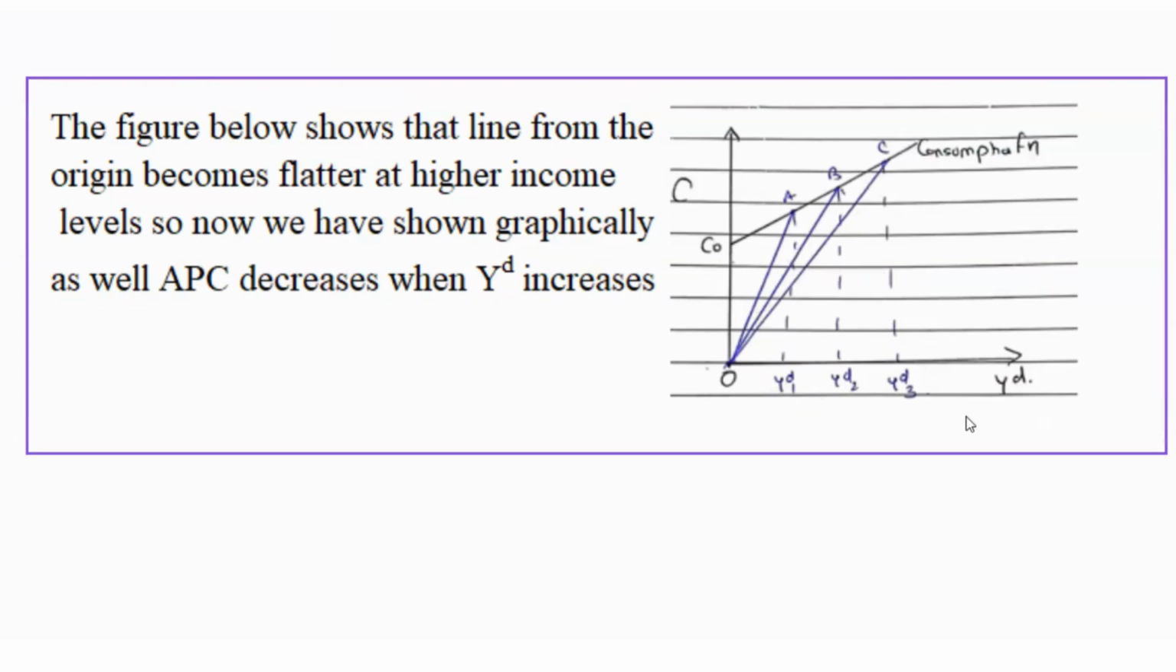So as disposable income increases, we can see average propensity to consume goes down, because the average propensity to consume at any of these points is represented by the slope of the line connecting that point to the origin. For example, at A, the average propensity to consume is the slope of the line OA. At B, it is the slope of the line OB. At C, it is the slope of the line OC. And we can see as disposable income increases, the slope of the line becomes flatter and flatter, so the APC goes down. So we've shown this graphically as well. Average propensity to consume is not constant, it goes down as disposable income increases.